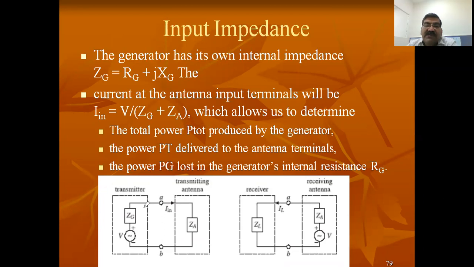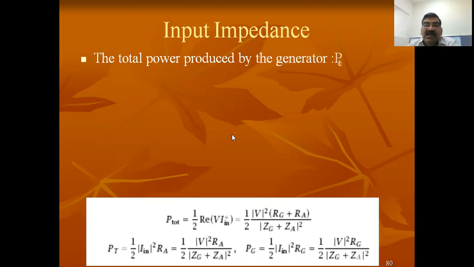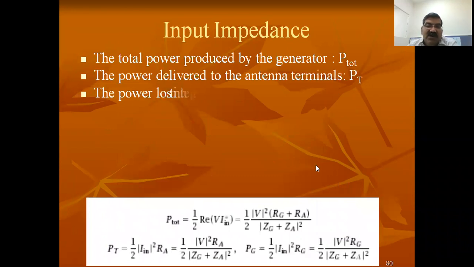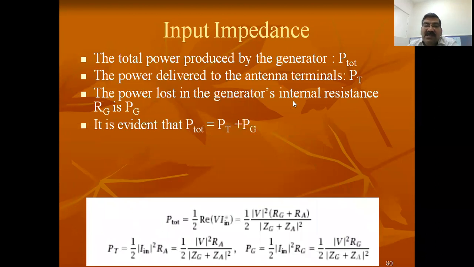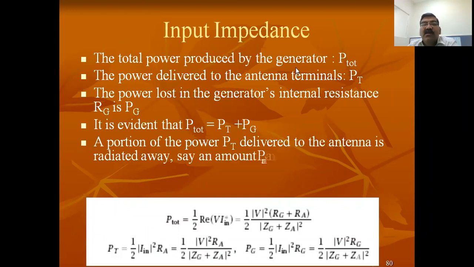Then the generator power PG is the loss in the generator due to the internal resistance RG. Now, with this terminology we try to understand further. The total power produced by the generator is P total, the power delivered to the antenna is PT, and the power loss in the generator's internal resistance RG is PG. So you can say that P total equals PT plus PG.